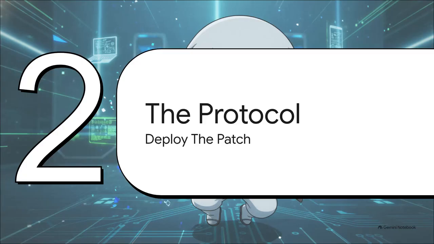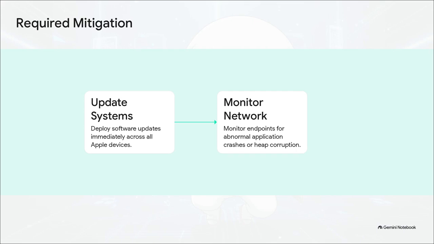Part 2. The Protocol. Deploy the patch. Let's move to the required mitigation steps and see how this builds our baseline defense. Step 1 is absolute and non-negotiable. Deploy software updates immediately across all Apple devices in your fleet. You've got to verify that your systems are updated to iOS 26.6, macOS Tahoe 26.6, Sequoia 15.7.8, or Sonoma 14.8.8. Apple has addressed the severe vulnerability in these newer releases by introducing much improved bounds checking routines in their system frameworks, effectively closing that CWE-787 loophole.